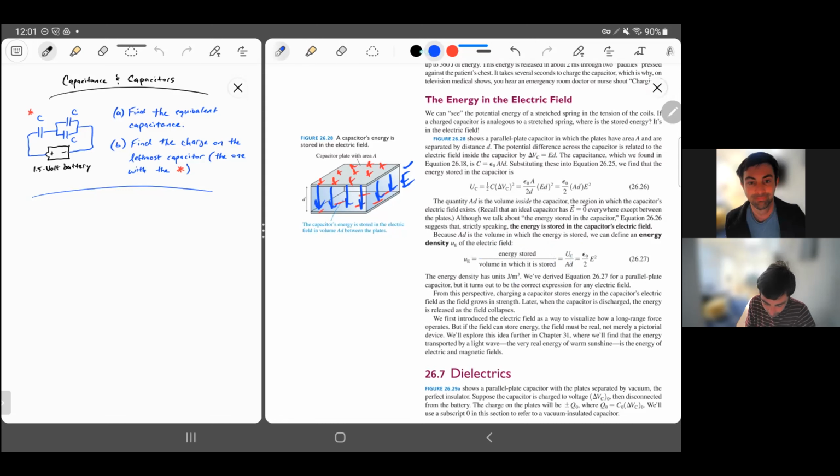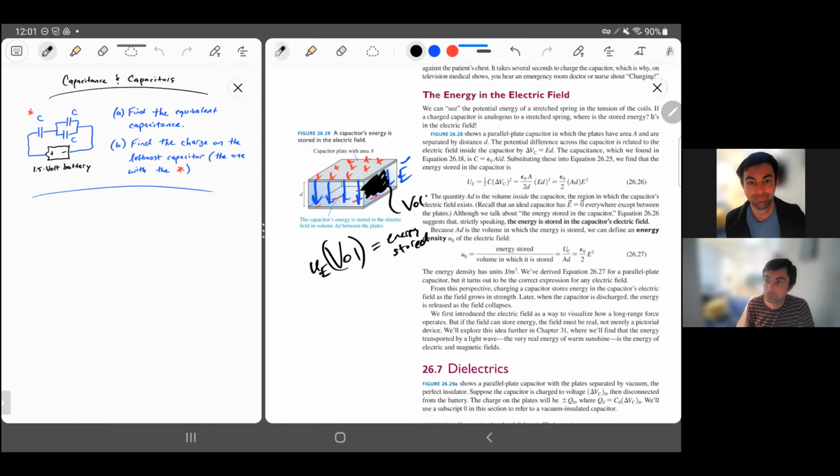This tells you that if you have some chunk of space which has some electric field, with volume V, you could take your energy density times the volume. So energy density is lowercase u times E, or U subscript E. Energy density times volume equals energy stored. Be careful, the capital U versus lowercase u are different things.